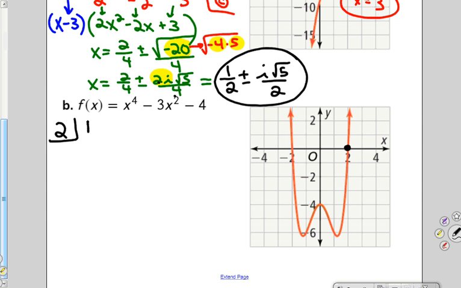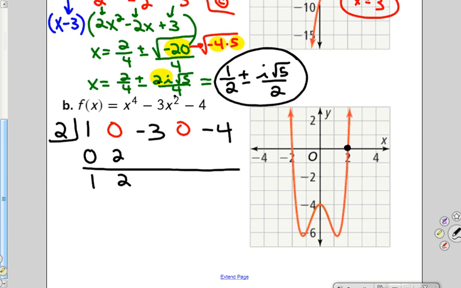Now watch what I do here. 1, 0, -3, 0, and -4. It's imperative, that means you must, put zeros in for the missing x cubed and the missing x terms. Okay? Zero, 1, 2, 2, 4, 1, 2, 2, 4, 0, good, gone. The remainder goes away.